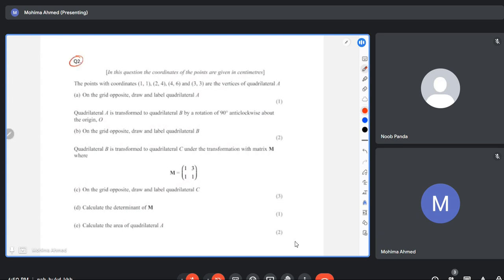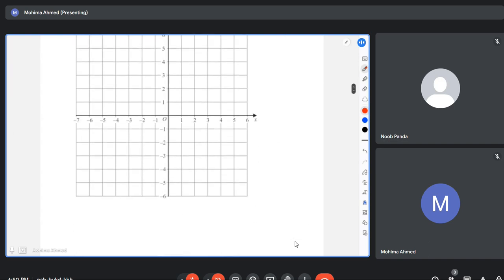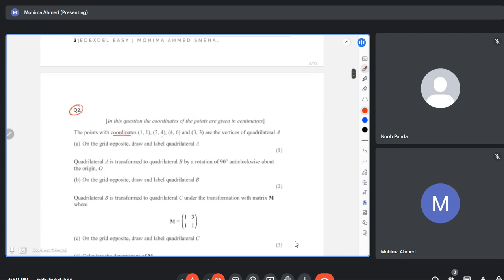Now in this question, the points are given in centimeters. They have provided a grid also, right? It has already stated that the points with coordinates 1, 1, 2, 4, 4, 6, 3, 3 are the vertices of a quadrilateral A. Now you need to draw this on the opposite grid. Like in the previous question, the diagram was already provided. This time they're not going to spoon feed you everything. You need to draw this on your grid.